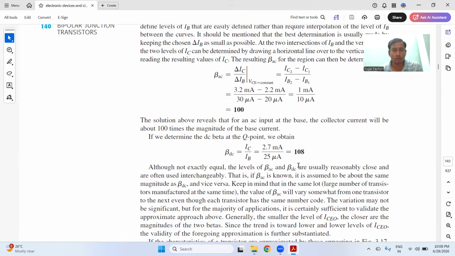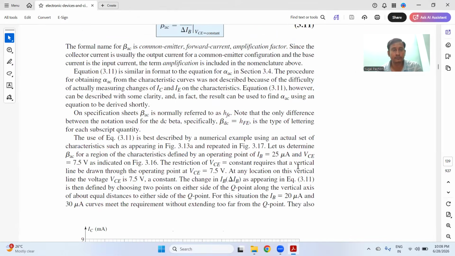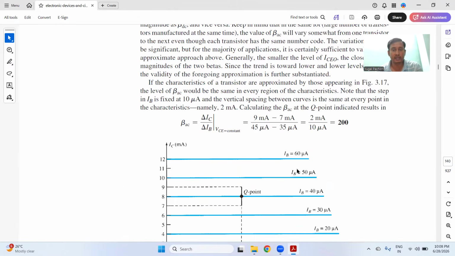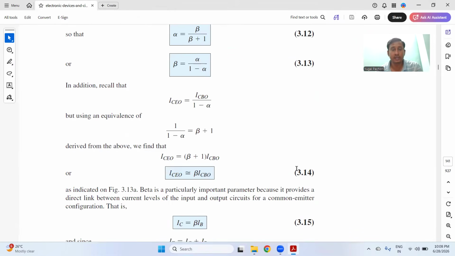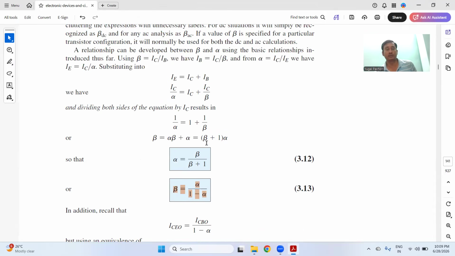Now let me discuss the common collector configuration as well. Sorry, these are different things. They are the explanation of the same characteristics only. And you can see the relation between beta and alpha. The relation is beta is equal to alpha upon 1 minus alpha. And in terms of alpha as well, alpha is equal to beta upon 1 plus beta. This is one of the important relations that comes in exams to prove. And you can simply prove it by this logic.